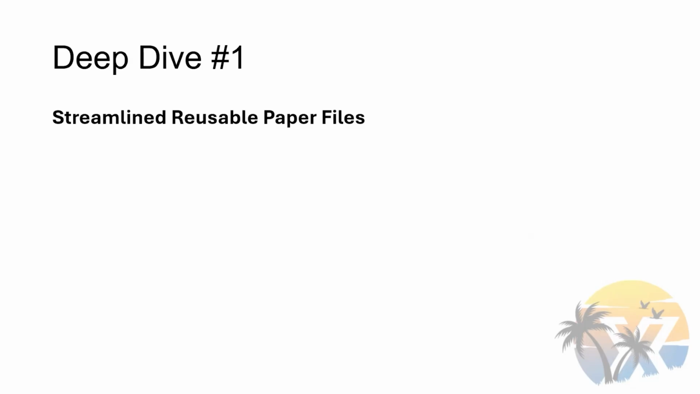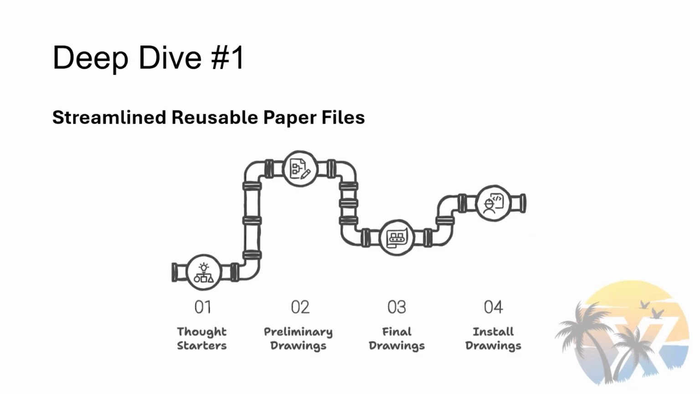Let's dive into the base of today's conversation, reusable paper files and how we can streamline them better. Our standard process typically includes 4 sets of deliverables. We've got thought starters, preliminary drawings, final drawings, and install drawings. With our current process, the steps to go from one phase to the next can be a bit cumbersome and challenging. So beginning with the thought starters, when needed, these are typically created in PowerPoint, along with the assistance of CET when floor plans need to also be included.